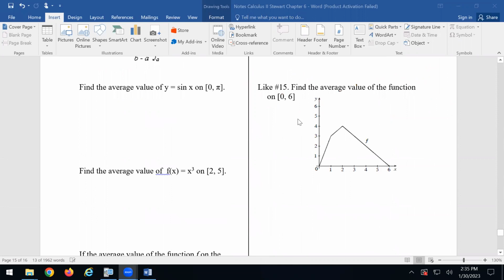And then our final example is this one right here. So here we're asked to find the average value of the function. So how can we solve this if we're given the problem in this format? What we can do is to split these into trapezoids.